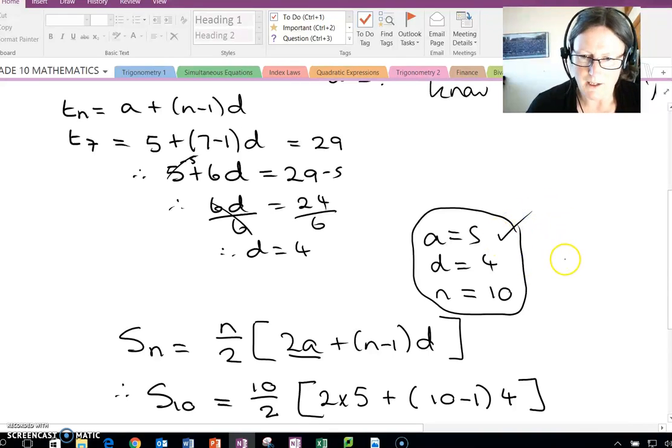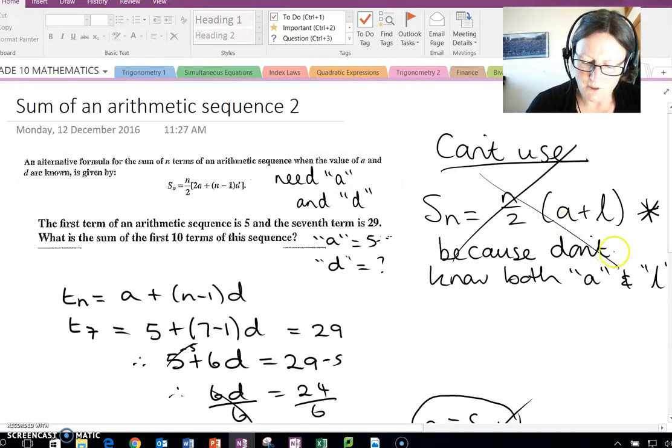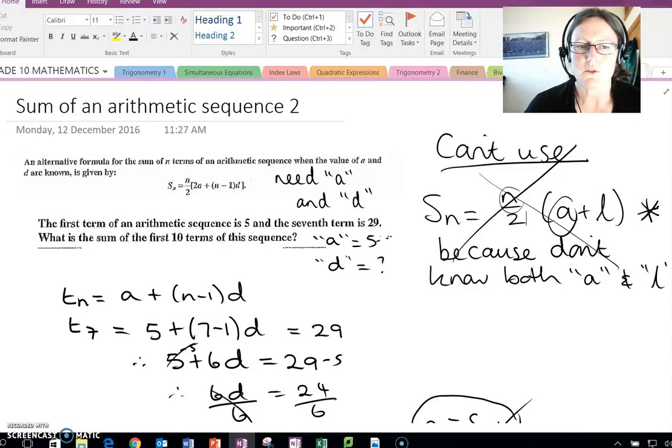So I needed to use this alternate formula, because for the alternate formula I need A, which I had straight away, n, well I was told first 10 terms, and I had enough information to work out D. I couldn't use this formula because although I had A and I had n, I did not have enough information to work out L. So there are two formulas, depending on what you are given, to find the sum of an arithmetic sequence.